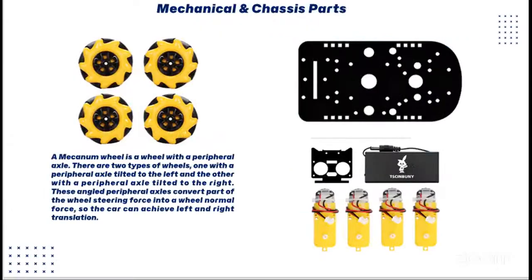The last part is the mechanical parts and chassis. This one, these small mechanism wheels, they are very amazing. As I said, I put a text here so that you'll be able to read and to see how it works. Right? This does not only go forward, but it can move us in translation. It can still move on itself, if I can say it like that.